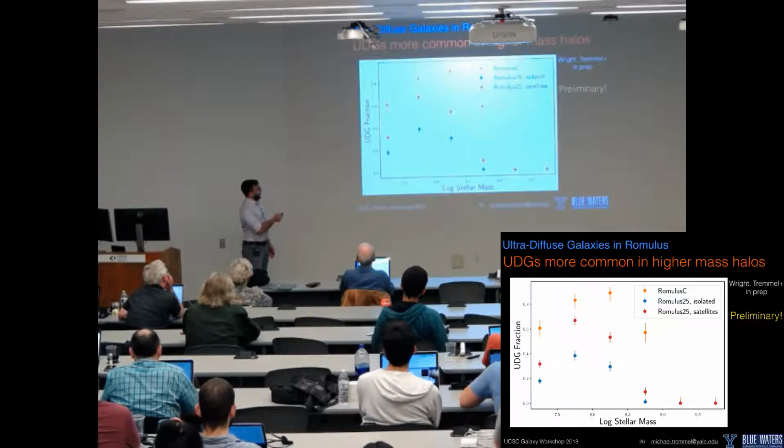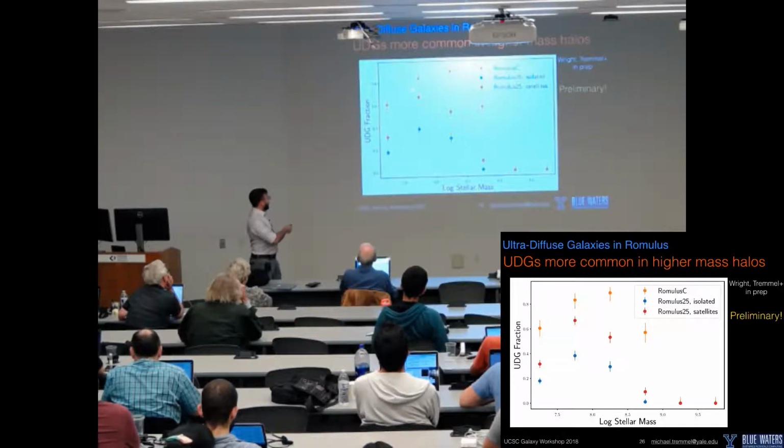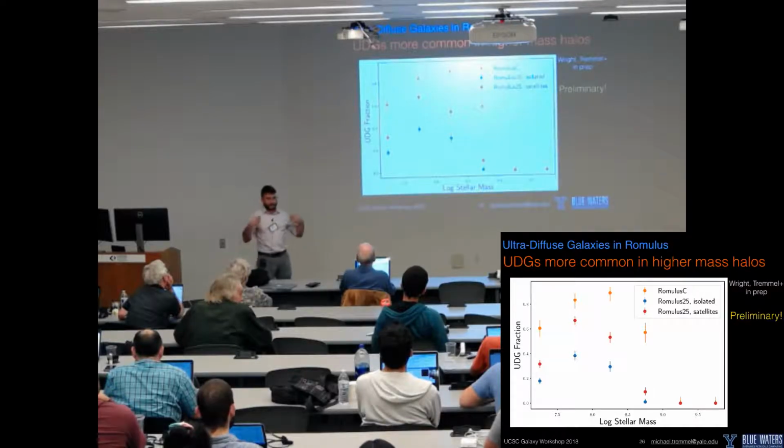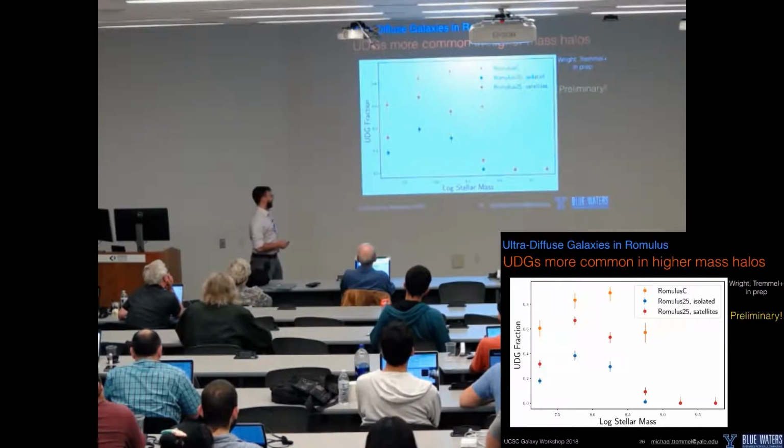As you go to satellite galaxies in Romulus 25, so galaxies that are in groups, low mass groups, you get an increase in this fraction. And as you go all the way up to RomulusC, you get that a lot of galaxies are ultra-diffuse galaxies, around 80% at this mass range in galaxy clusters.